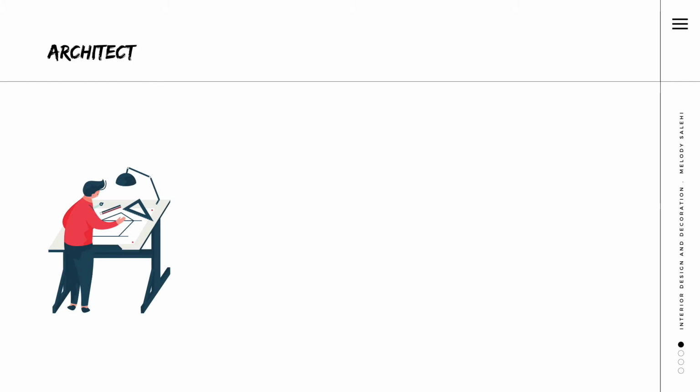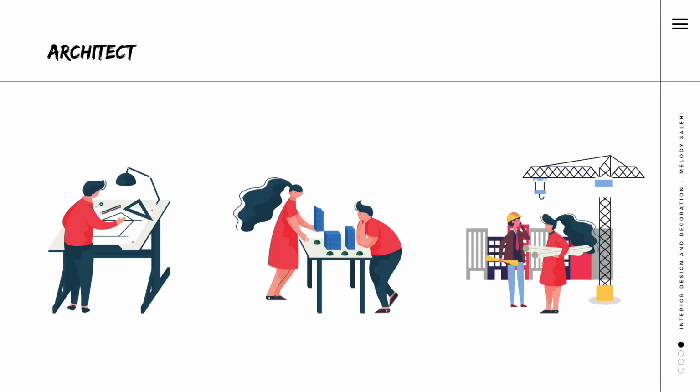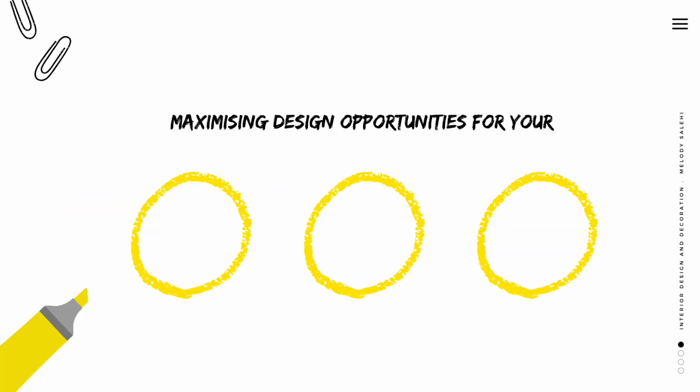An architect is a person who plans, designs, and oversees the construction of buildings. An architect is a specialist in design. Their main area of skill and expertise is in maximizing design opportunities for your building, your site, and your budget. And architects are able to make additions and structural modifications to the interior of buildings on a reasonably large scale.